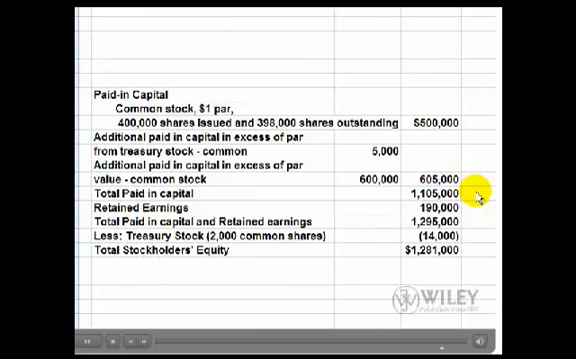We have total paid-in capital, $1,105,000. Adding retained earnings of $190,000, we have total paid-in capital and retained earnings, $1,295,000. Less the treasury stock, $14,000, gives us total stockholders' equity, $1,281,000.